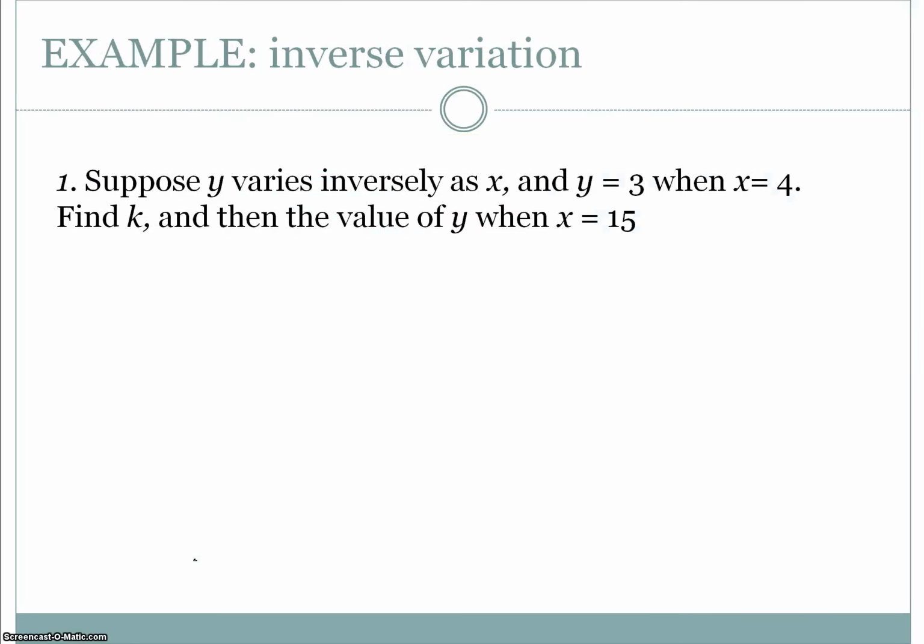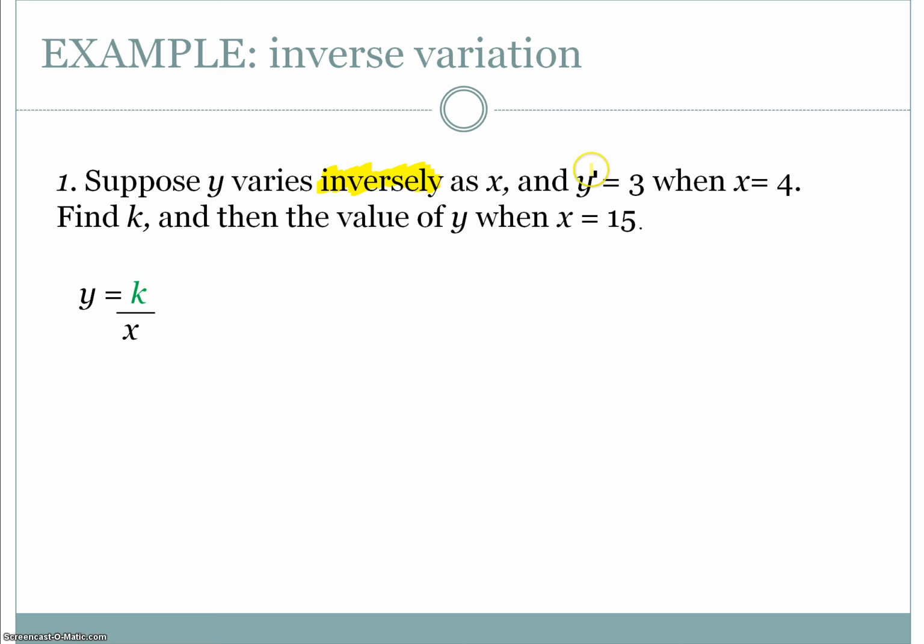Suppose y varies inversely as x, and y equals 3 when x equals 4. Find k, and then the value of y when x equals 15. So, like the problem that we did before with direct variation, we want to start by setting up the right kind of equation. The equation that we're looking for shows an inverse relationship between y and x. So we know that that should look like y equals k over x.